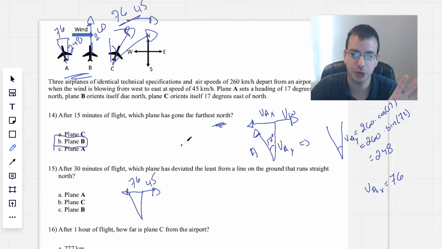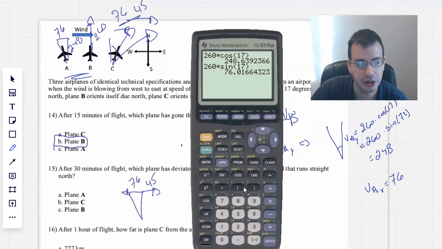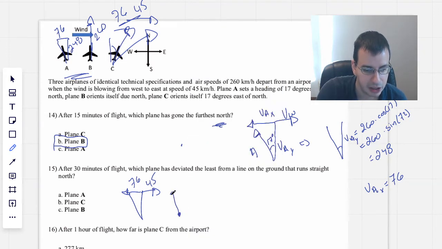And we're trying to see which one stays most true to north, so to speak. So it'd be 76. Actually, I'm going to write this as negative 76 because it's west. And then I'm going to add 45. And this is going to give us a net result of negative 31. So A can be written as negative 31 this direction, and it'll be going 248 north.